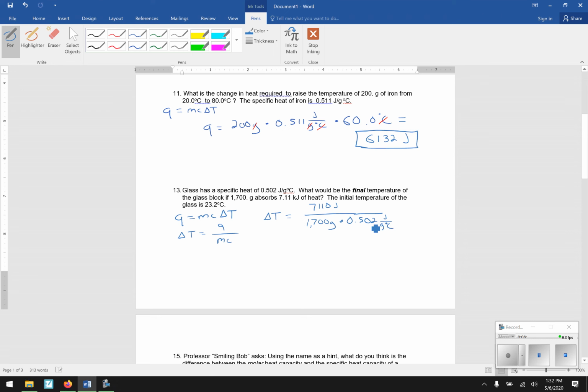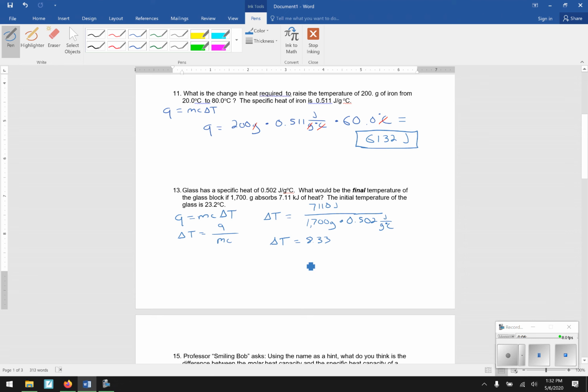Because this is joules per gram degrees Celsius, the other components have to be joules and grams, and we're going to get degrees Celsius in temperature change. So 7110 divided by the quantity, so that means I'm putting in parentheses 1,700 times 0.502, and we get the temperature change equals 8.33. The specific heat is what's limiting my sig figs. If you wanted to say the amount of heat it took in, so 3 sig figs.